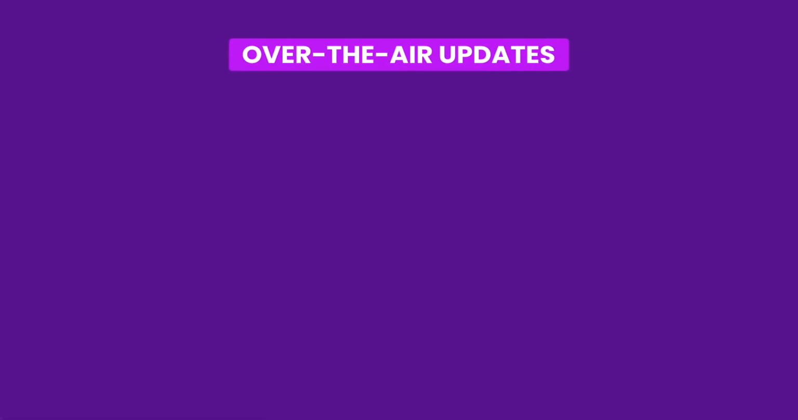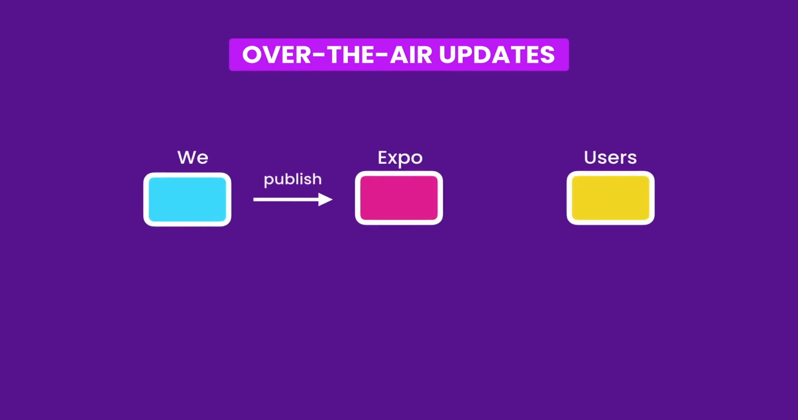From time to time, we need to update our app. Expo has this amazing feature called over-the-air updates. With this feature, we can update our app without going through app stores. So we don't have to create a new build and submit it to app stores for review. All we have to do is to publish a new version of our app to Expo. Anyone using our app, whether on iPhone or Android, will automatically get the latest version.